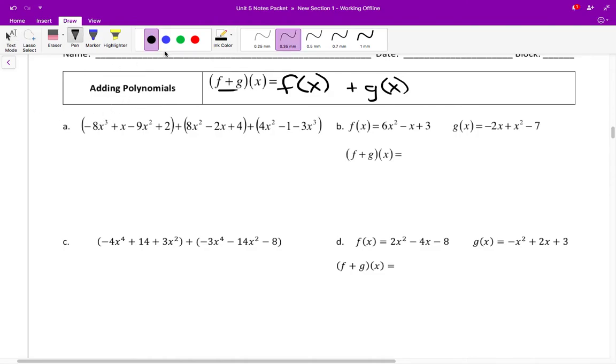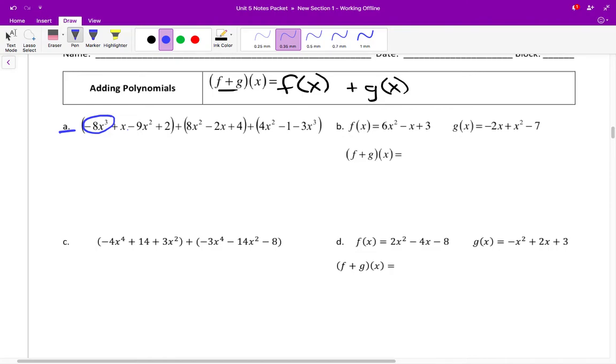Here's what adding polynomials basically comes down to. It's all about combining like terms. In other words, if you look at example A here, where the first polynomial is negative 8x cubed plus x minus 9x squared plus 2, not in standard form, but that is really not an issue at this point. What you want to look at is the highest degree, which in this case was a negative 8x cubed. We want to combine that with any other x cubes we see. So there's nothing else in my first polynomial.